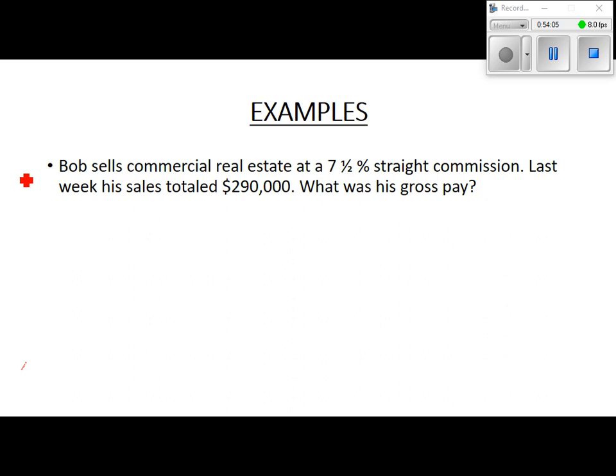Bob sells commercial real estate at 7.5% straight commission. Last week, his sales totaled $290,000. What is his gross pay?